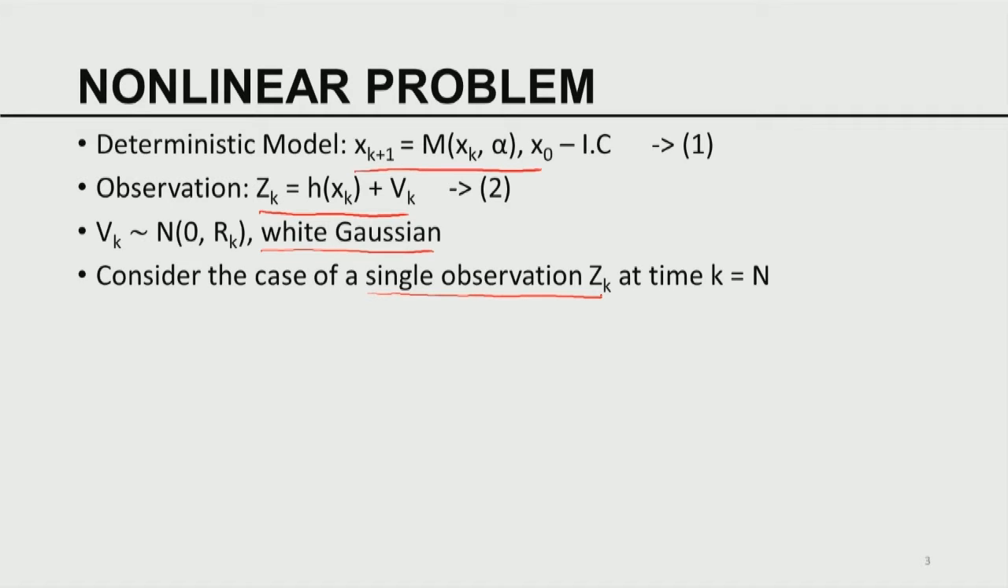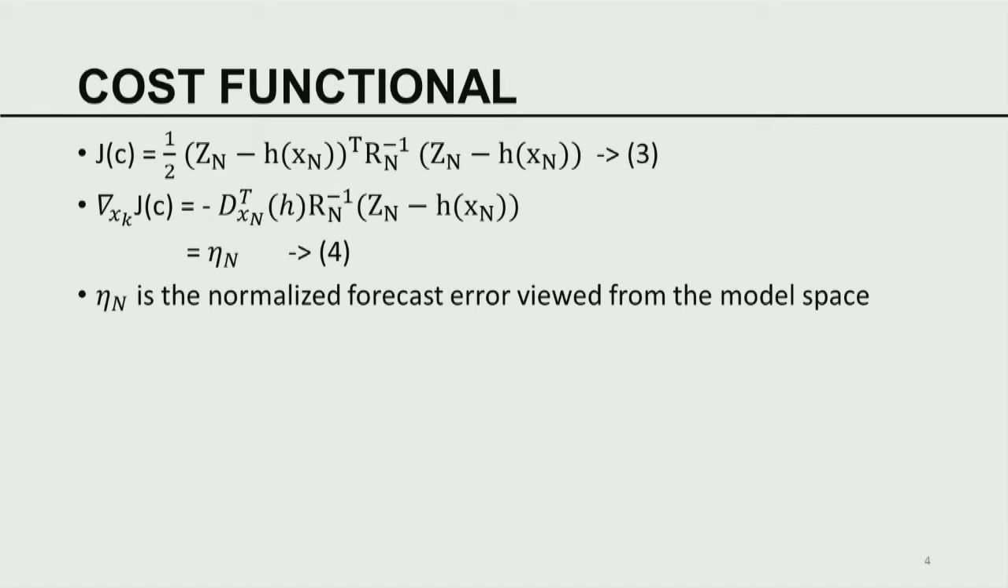So if I can do the comparison for a single observation, a similar analysis applies for multiple observations. So it is without loss of generality; to get to the crux of the matter, it is enough if you consider one observation. So if I have only one observation, JC has only one term. This is the forecast error at time n, and this is the sum of squared errors weighted by Rn inverse.